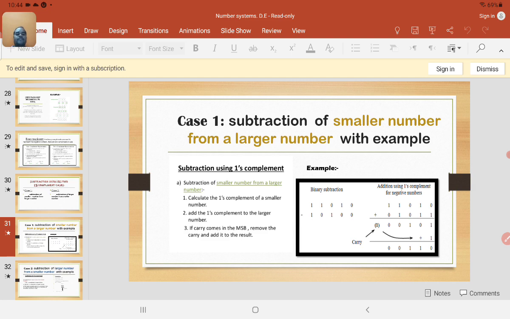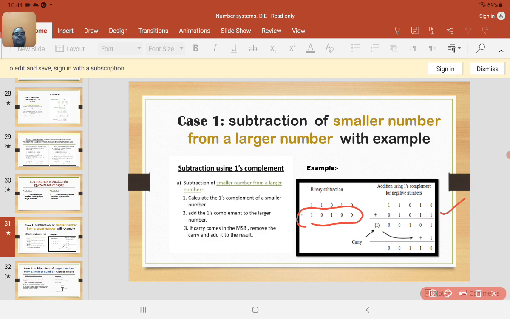So here is the binary subtraction. In this example, 11010 is given, and one more number, 10100. In this case we are adding using one's complement for negative numbers. Subtraction means we have to add the numbers, using the one's complement. What is the difference between binary subtraction and this one's complement subtraction? We are adding 11010, and the smaller number is 10100, so we take the one's complement of this number, which is 01011.